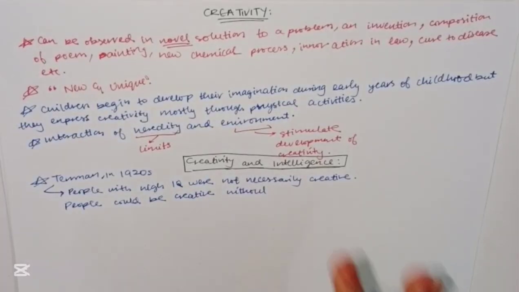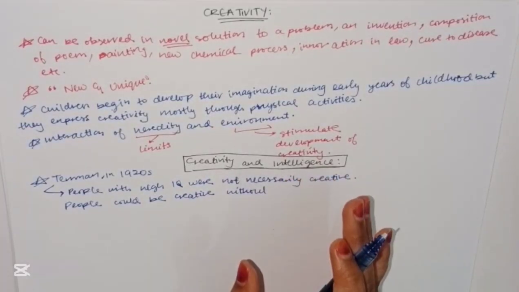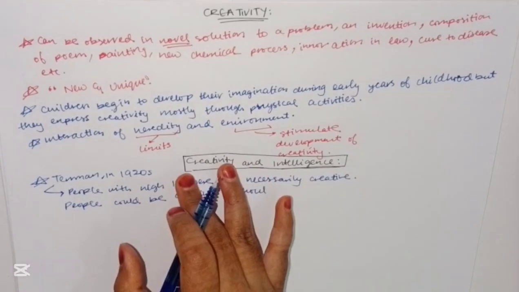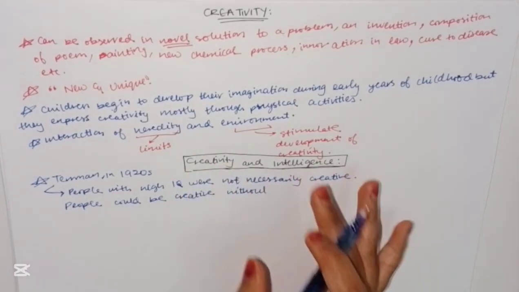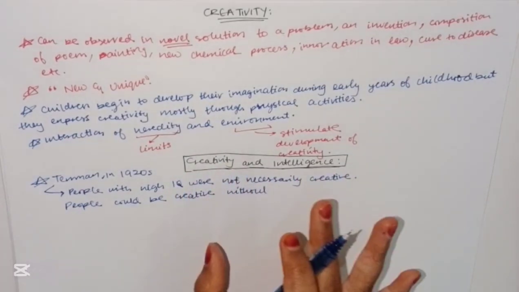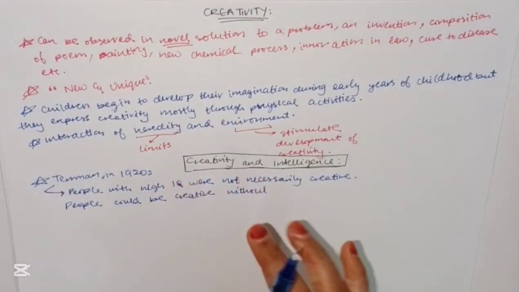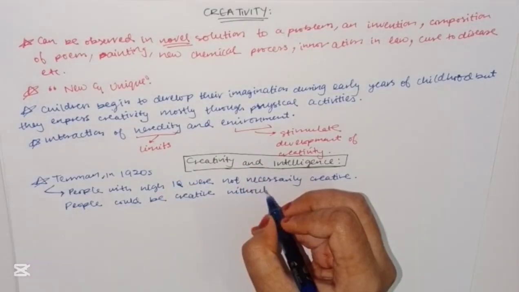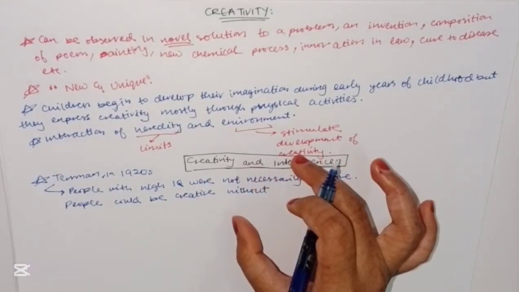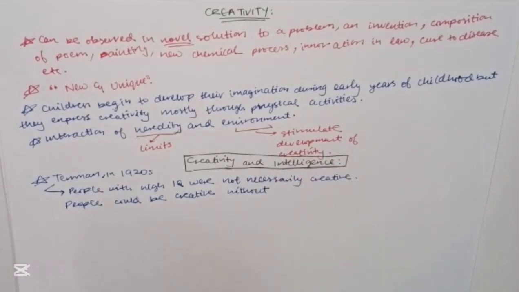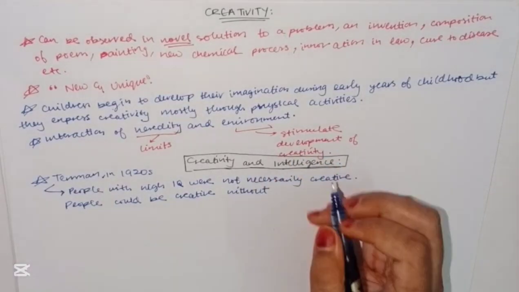Do you think an intelligent person cannot be creative, or do you think a creative person cannot be intelligent? Justify your answer. Choose one, or choose both, and just justify your answer. You may use a case study as well. Very important. This is a very subjective question, so you can write as much as you want. People could be creative without having much IQ.